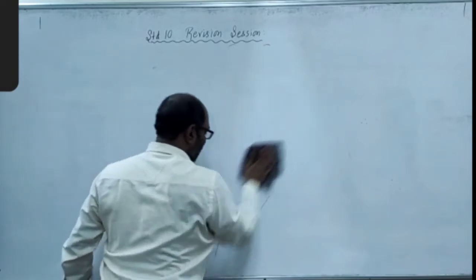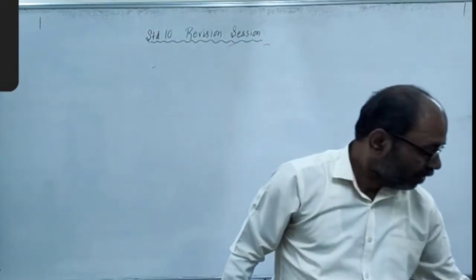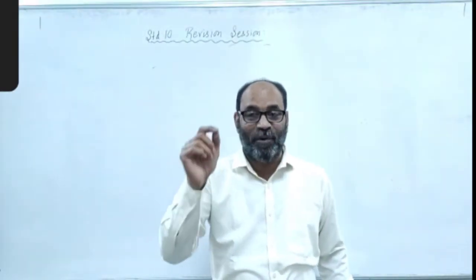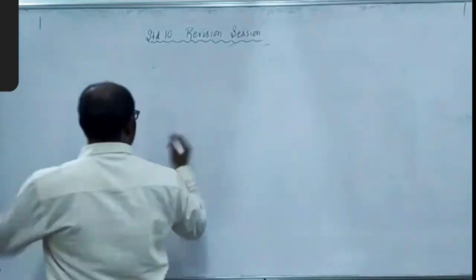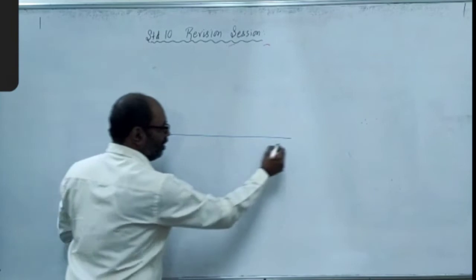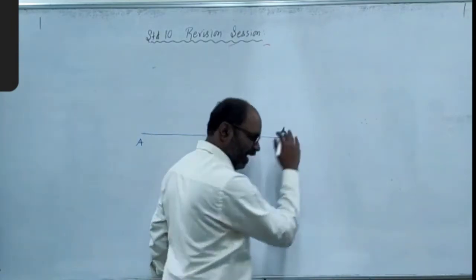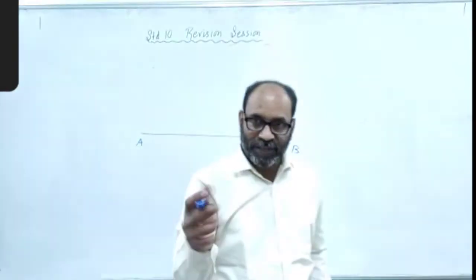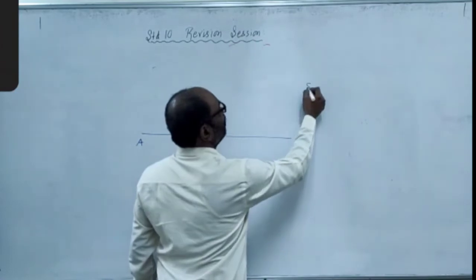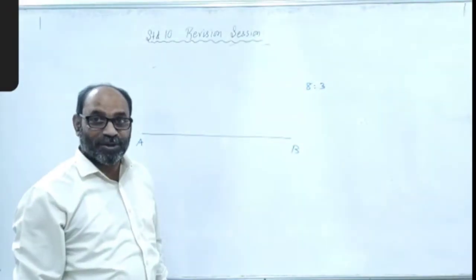Dividing a given line segment in the given ratio. Alright, so we are given a line segment of length 8.8 centimeter. First we'll draw a line segment with the help of a ruler of length 8.8 centimeter. Steps of construction you can write, and you have to divide this line segment in the ratio 8:3. What we have to do?